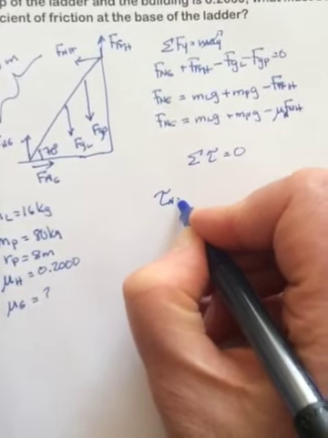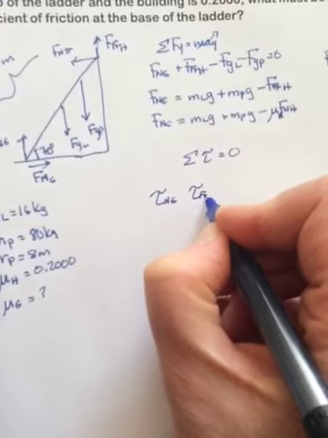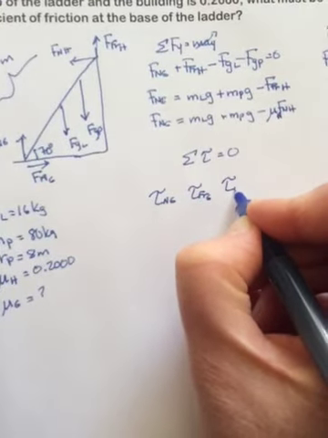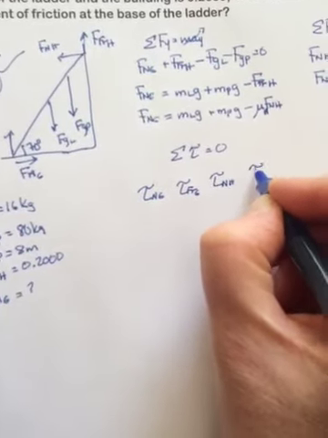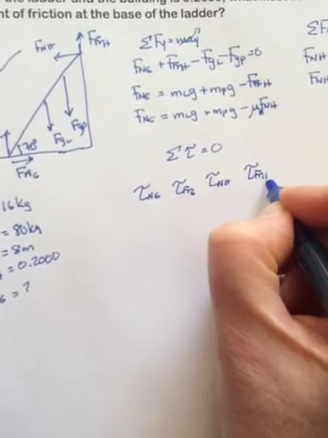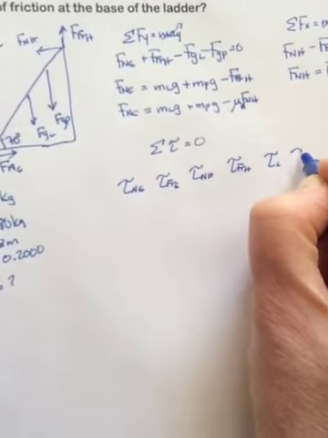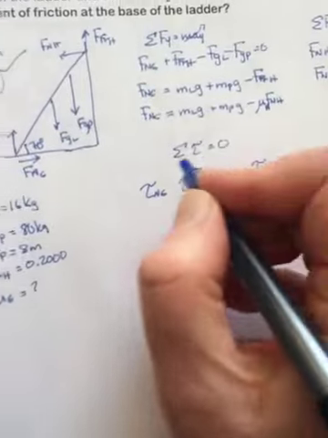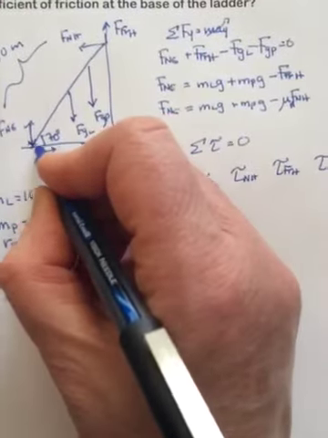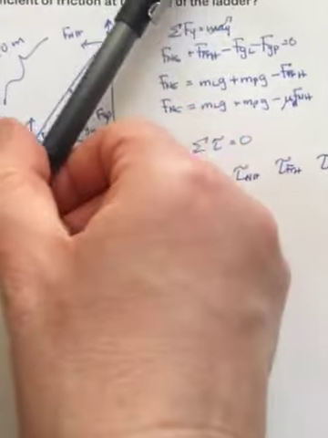So a torque from the normal on the ground, a torque from the friction on the ground, a torque from the normal of the house, a torque from friction on the house this time, a torque from the ladder, a torque from the person. Don't change your pivot point on a tough question. Keep it in the same spot.